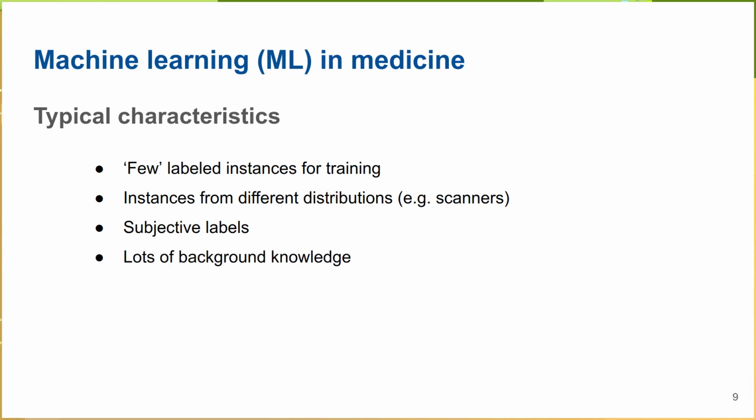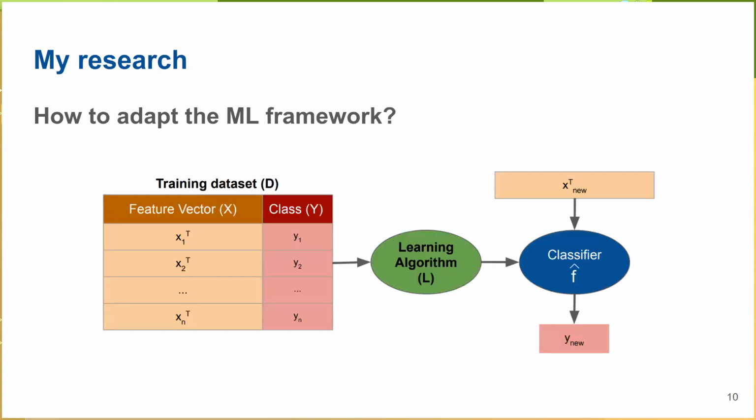Now, it has one advantage, and the advantage is that we have lots of background knowledge. So that means that we believe that we know a lot about medicine, and maybe the machine learning algorithm doesn't have to learn everything from scratch. Maybe we can leverage this medical knowledge and help machine learning to learn more efficiently in the absence of big data sets. So that is the main idea, to compensate for the lack of data.